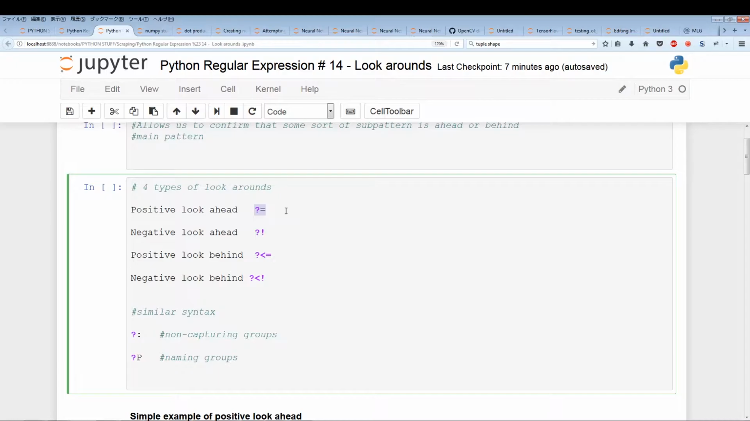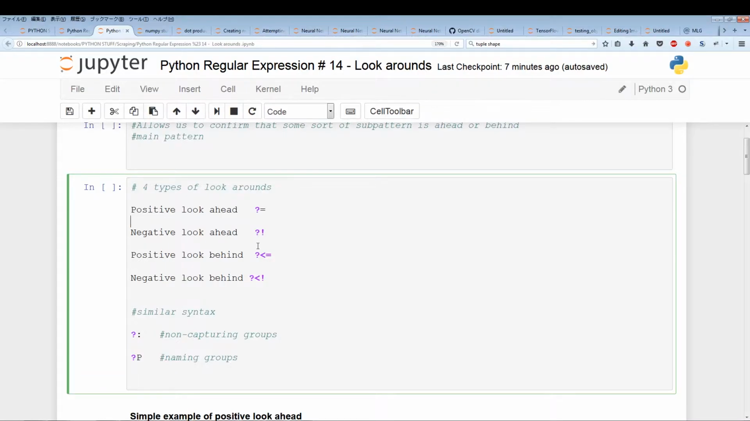So I want you guys to pay special attention to all of the syntax so you won't make any mistakes in the future. A positive look ahead is a question mark followed by an equal sign. Now we also have something called negative look aheads, where we want to confirm that this group is actually not following our main pattern.